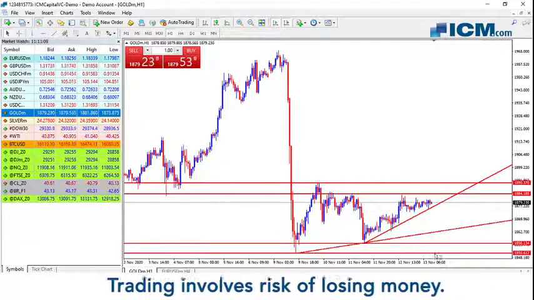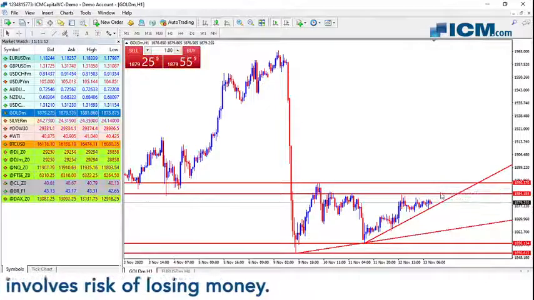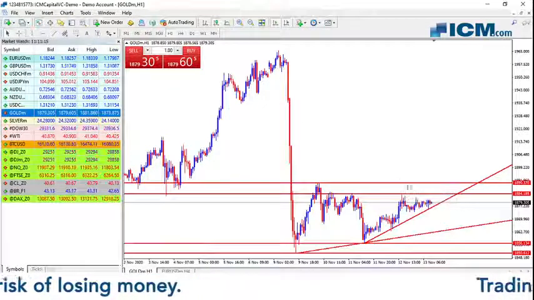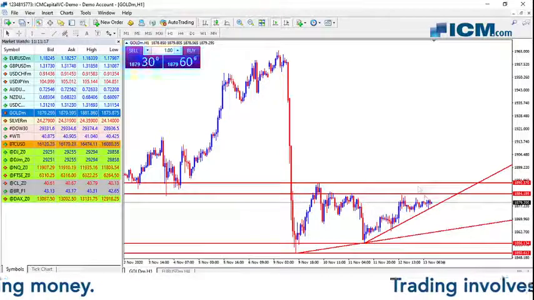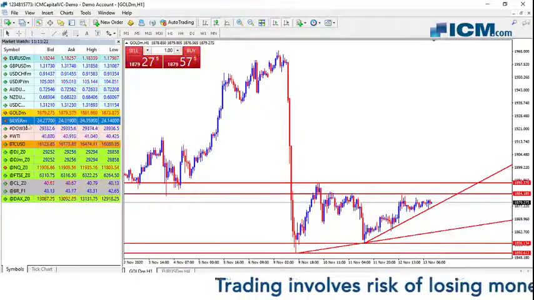So we have a range support zone between 1850 and 1856 and resistance area between 1885 and 1890. So these areas, they're just important for traders. So watch out how the price action will take place when we approach these areas again.